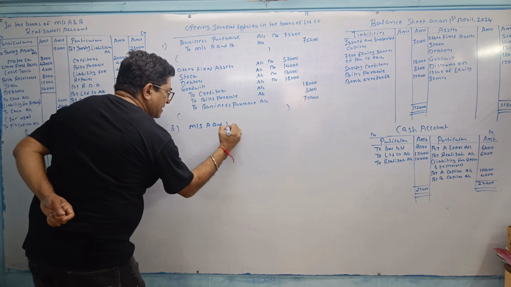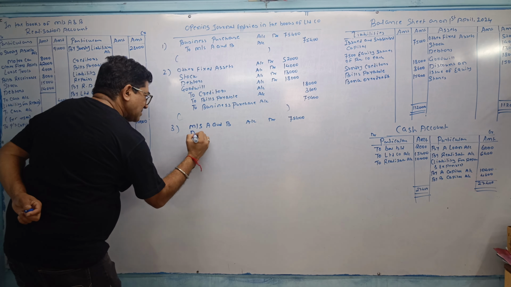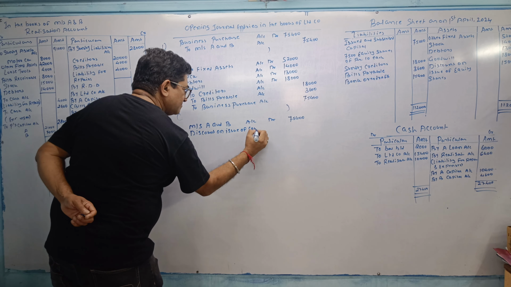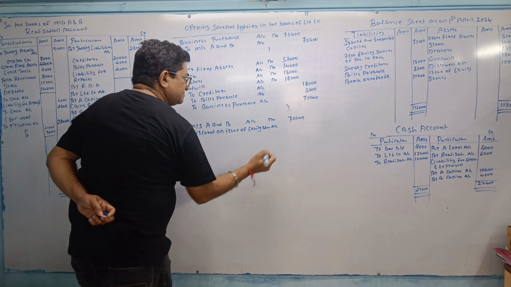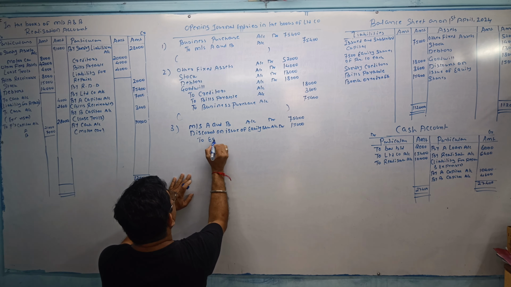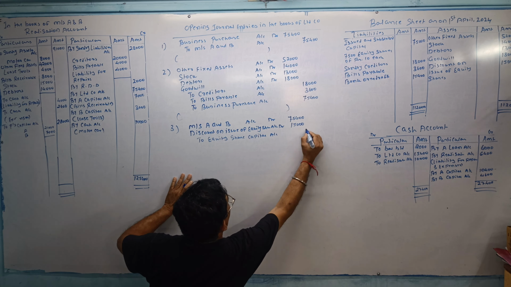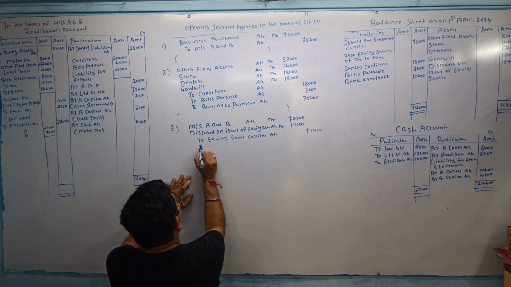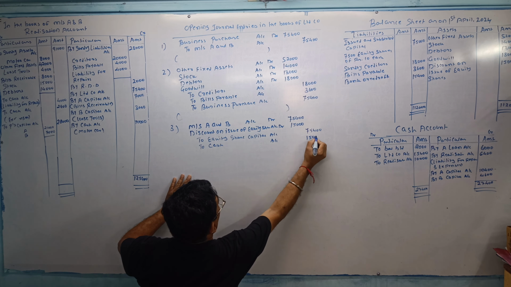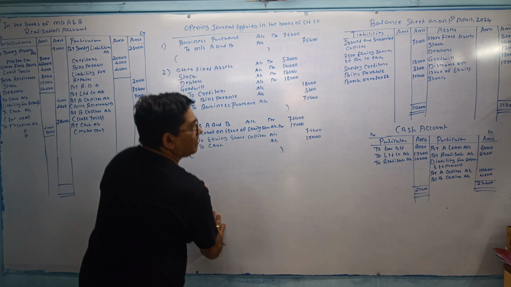Messrs. A and B account debit 75,400. Discount on issue of equity shares account debit 15,000 to equity share capital account 75,000 to cash account. क्लियर.